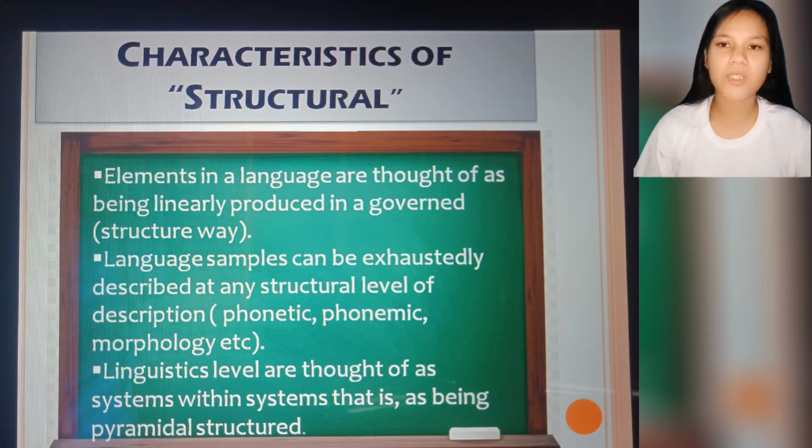Elements in a language are thought of as being linearly produced in a governed, structured way. The language samples can be exhaustively described at any structural level of description: phonetic, phonemic, morphology, etc. Linguistic levels are thought of as systems within systems, that is, as being pyramidally structured.